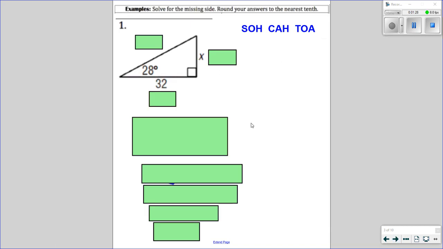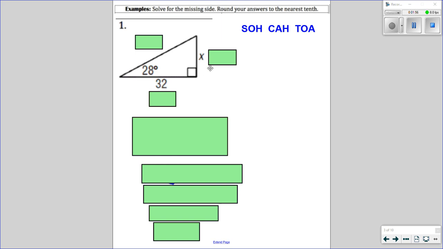So for the first example, they gave us a right triangle. We know it's a right triangle because of the 90 degree marker. And they gave us a side, the bottom part 32, and then the angle 28 degrees. We have to find x, the height of that triangle. Some of you might try to use a squared plus b squared equals c squared, but in order to do that, we need to have two sides. In this situation, we just have one side, and we're looking for another.